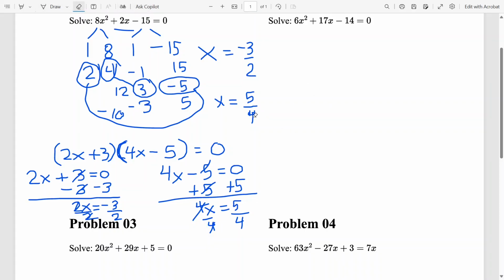Let me fix that 4 there. Okay, so 5/4. All right, and there we go. We got problem 1 done.